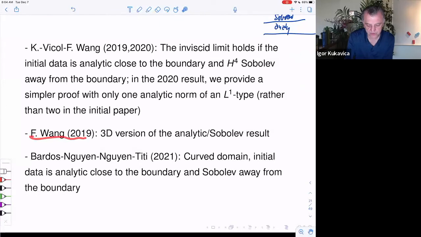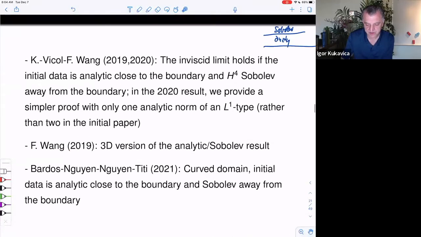Fei Wang proved the 3D version of the same result, analytic here, Sobolev here. And just last week, Bardos, Nguyen, and TT, so that's Trinh and Toan Nguyen, proved the result for curved domains. So that's a difficult generalization, which shows that even in a curved domain, if the solution is analytic close to the boundary and Sobolev in the interior, then, not the solution, the initial data. All these results are about initial data. So if the initial data are such, then the Inviscid limit holds on a time interval independent of the viscosity.